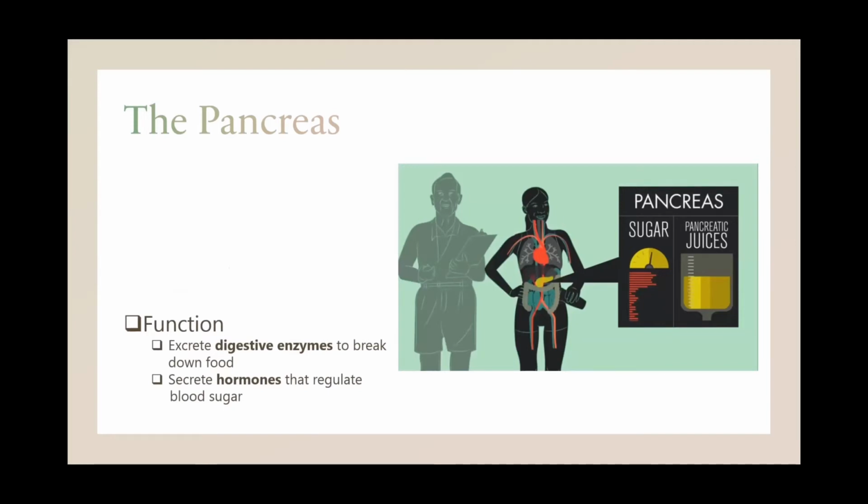The pancreas excretes enzymes and secretes hormones. The pancreas has both an exocrine and endocrine function. The exocrine refers to the gland system that secretes enzymes that are not released into the bloodstream, and the endocrine refers to the gland system that secretes enzymes into the bloodstream.